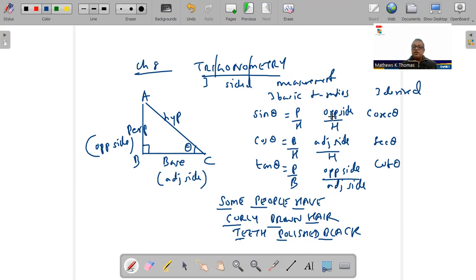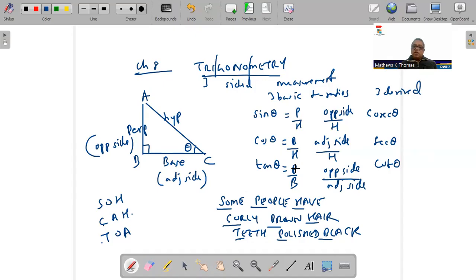If you are remembering the opposite side and hypotenuse, then the simple technique is SOH CAH TOA. Just remember SOH CAH TOA. Sine is opposite side by hypotenuse, cos is adjacent side by hypotenuse, and tan is opposite side by adjacent side. SOH CAH TOA will take care of this. So you can do this.